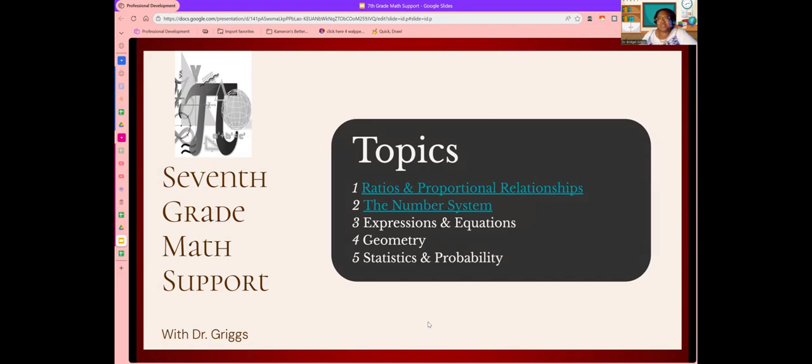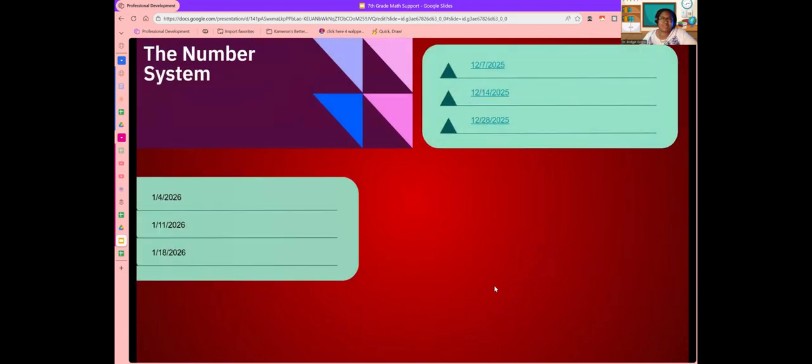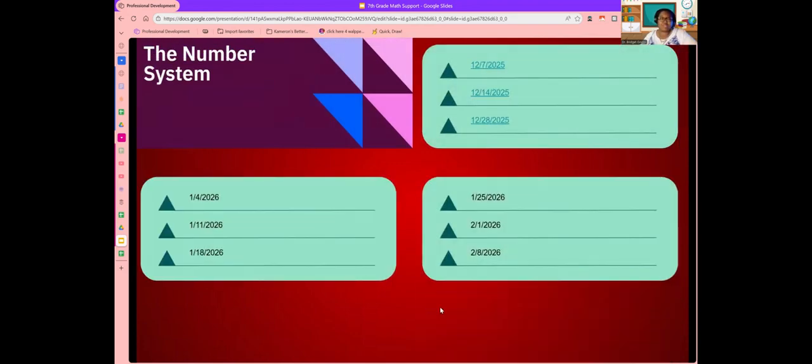Again, my name is Dr. Griggs, and these will be our topics for this school year. The second topic that we're working on is the number system. For this particular topic, we have a total of 9 objectives. So we're working on the one for December 28th.